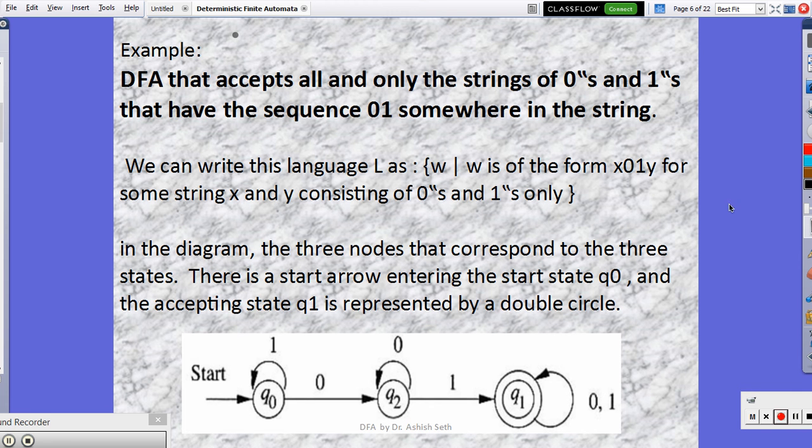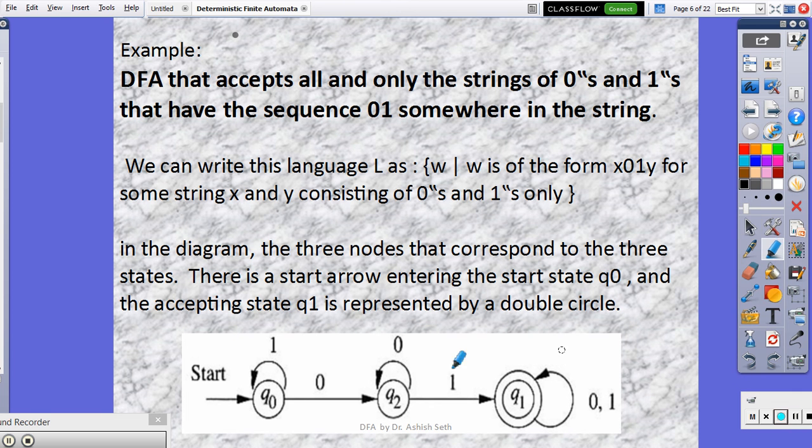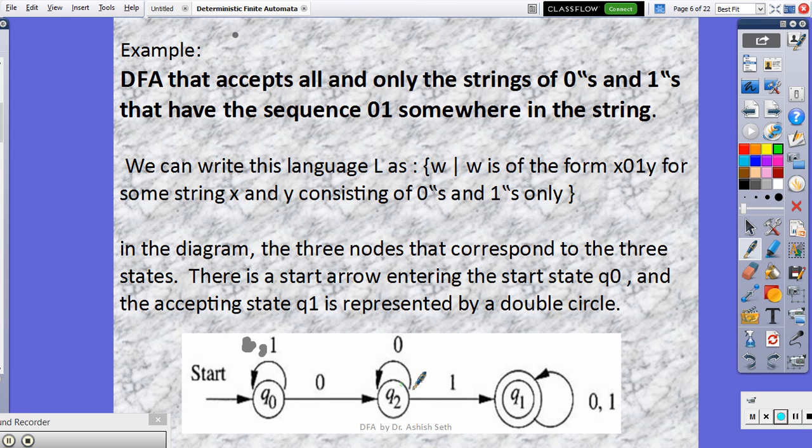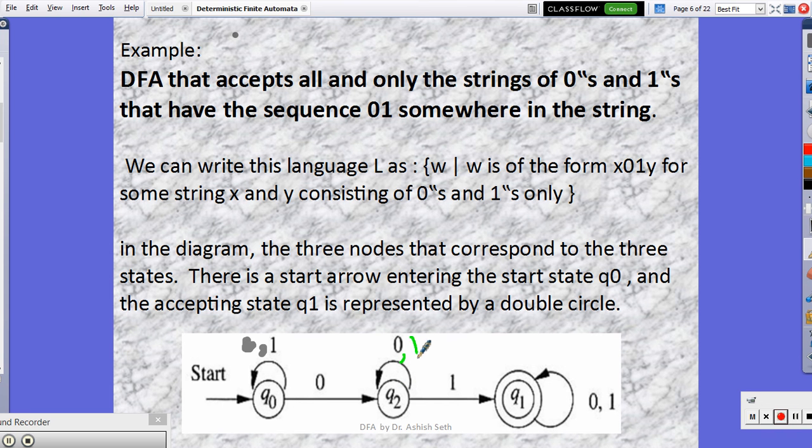Now here the question may also come to you: why don't we make it 0 1 here and 0 1 here, because then also the string is accepted. If I read 0 here and 0 0 0 or 0 1 or 1 1 and 1, this is also correct, but now this is not deterministic. When I say deterministic, it means that for every transition, for every input, the state is determined. It is determined where it has to move.